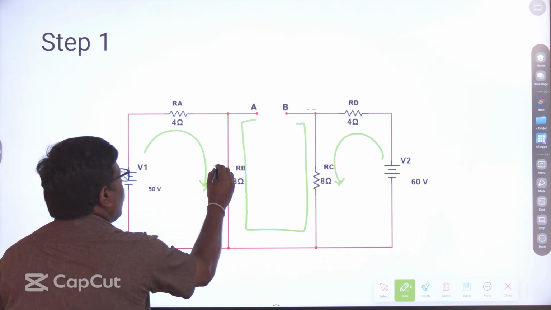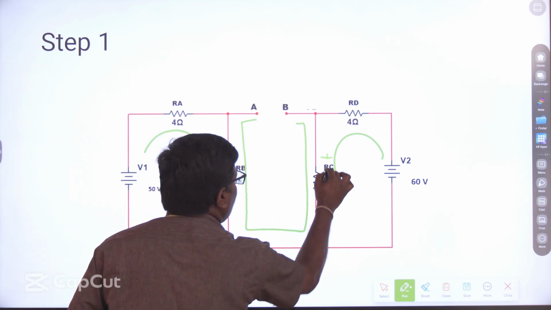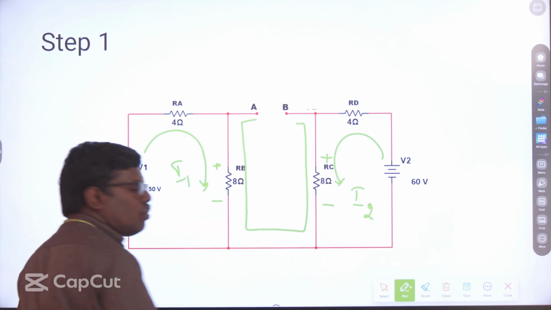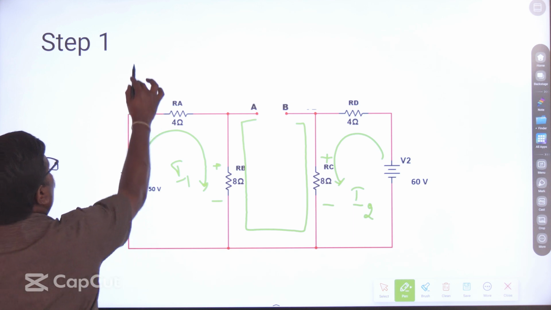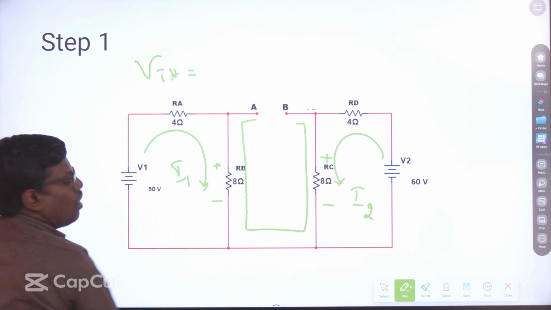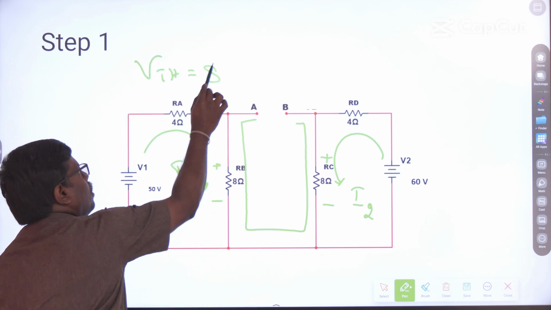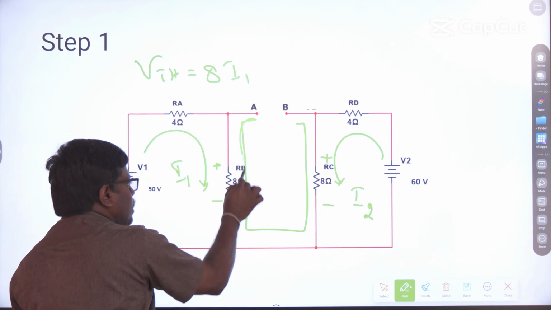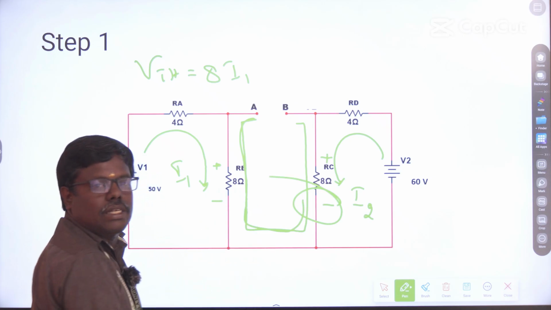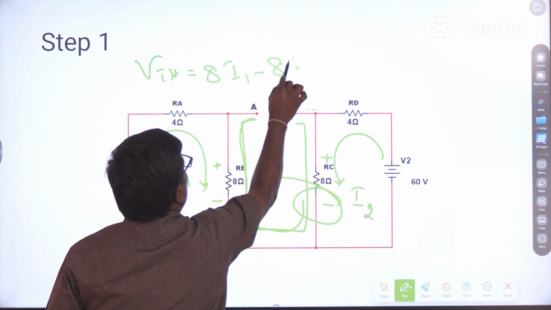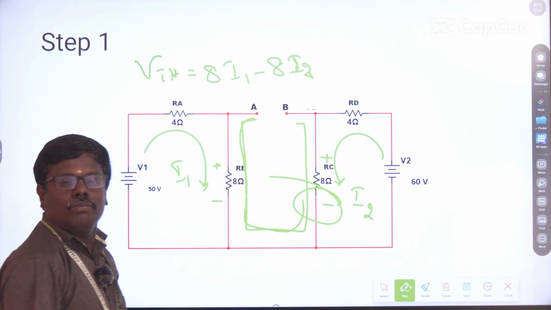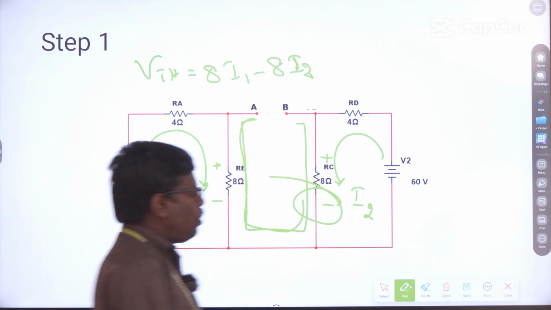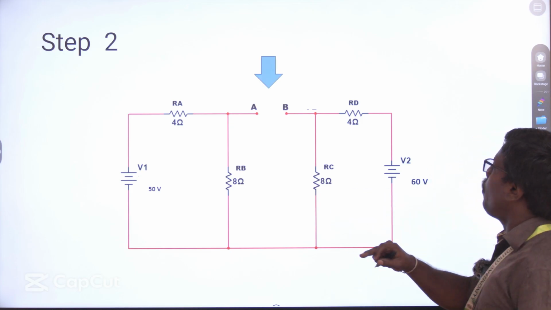So the current is entering and leaving here, and here also it is entering and leaving. I am going to name it I1 current and here I2 current. So I am going to write the VTH equation. VTH is equal to 8 plus 8 into I1, then while coming in this direction, I encounter a minus sign over here, so minus 8 into I2. That's all. Now I have to determine I1 and I2. Let us go and find I1 and I2.